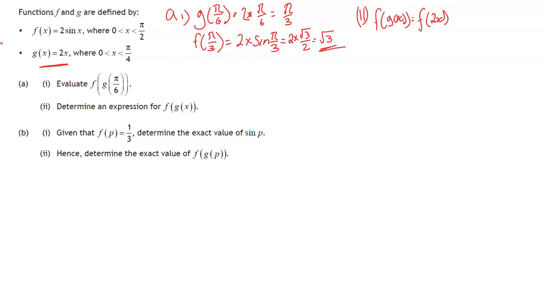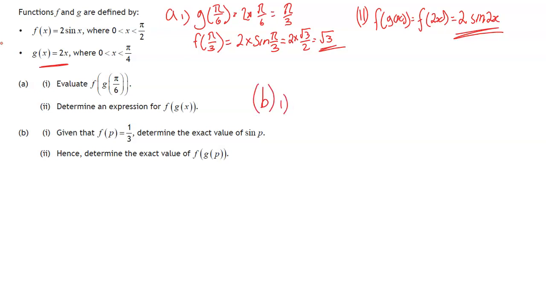So a simple way to remember it is wherever there's an x in the function f, we replace it with 2x. So in this case, we get simply 2 sine 2x. And we can just leave it like that. That there's spot on. We can then move on to part B.